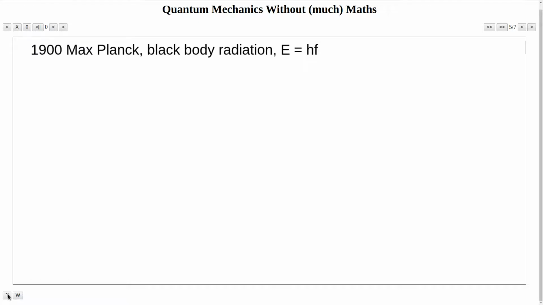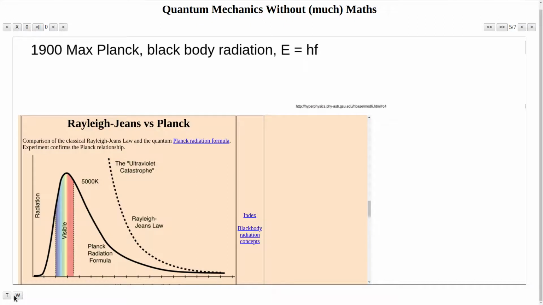In 1900, Max Planck was trying to explain blackbody radiation. This is the spectrum of light emitted by a body in thermal equilibrium. Planck could only explain the spectrum if he included the assumption that light was exchanged with the body in packets. The energy contained in each packet, E, was proportional to the frequency of the light being emitted or absorbed, times a new universal constant h, now called Planck's constant.